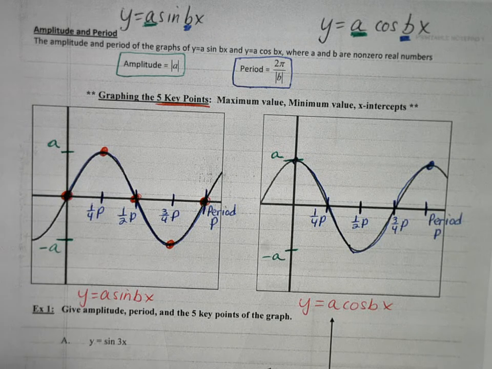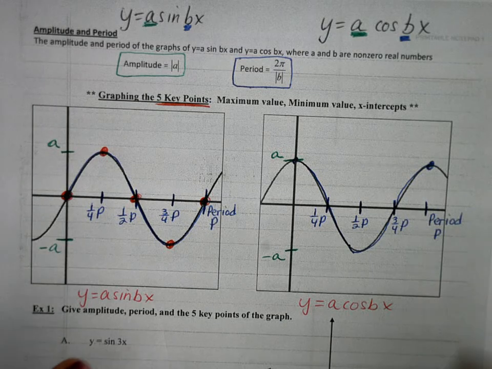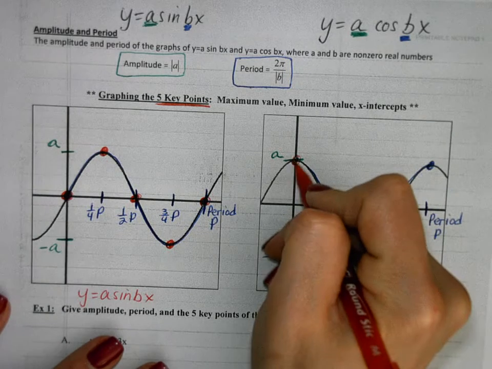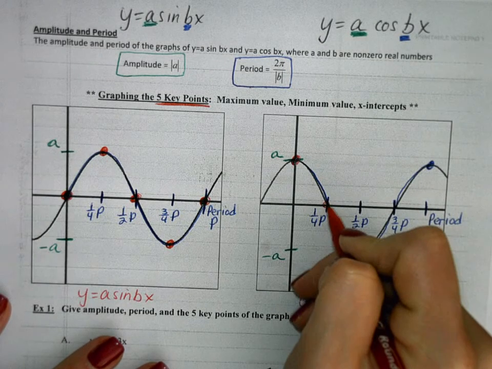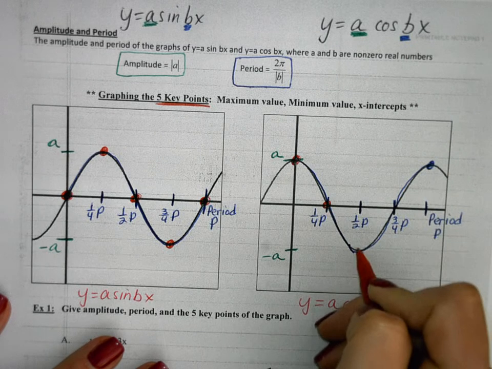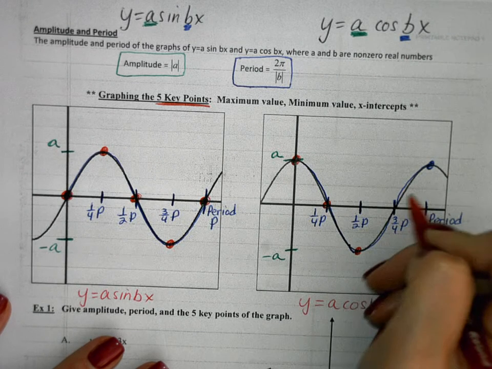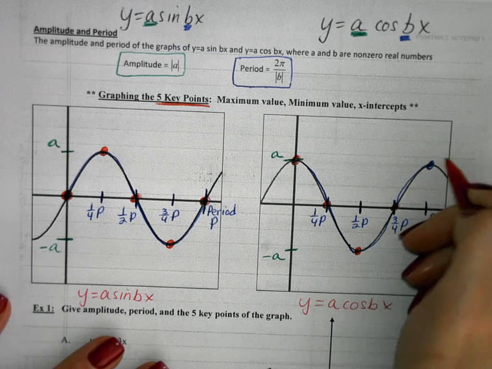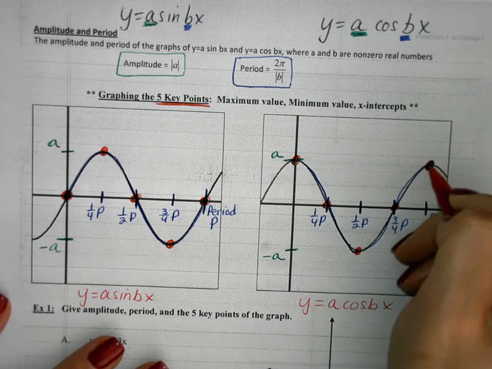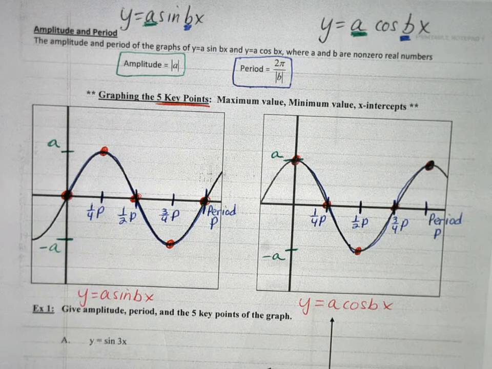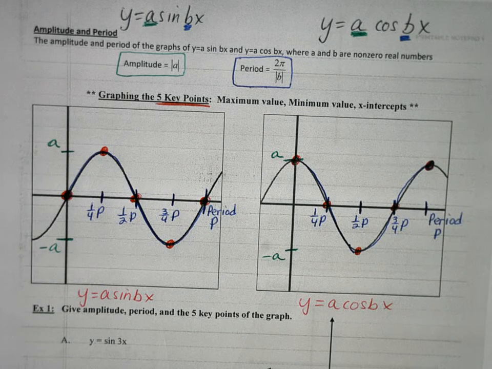And then, all right, for cosine, it starts at the maximum. It goes to the x-axis. It goes to the minimum. Goes back to the x-axis. And goes all the way up to the maximum. Those are my 5 key points that I need to graph every single time I graph cosine.